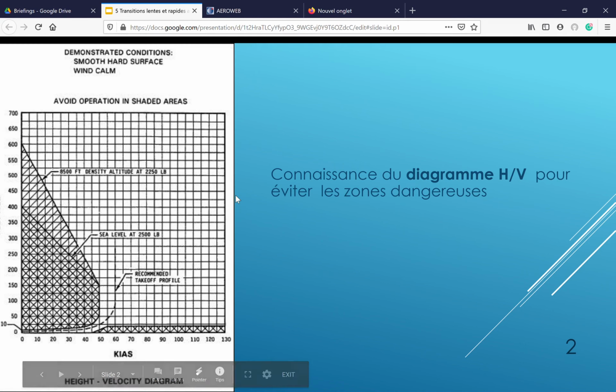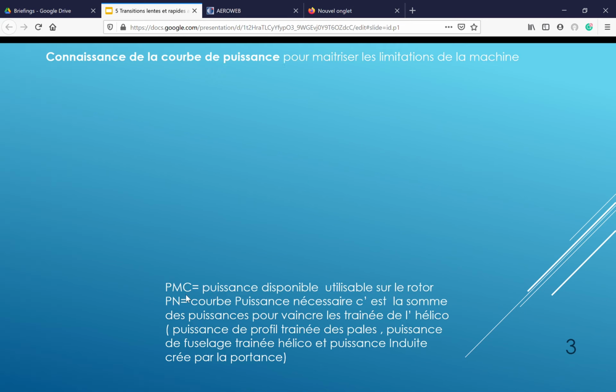This is our HV diagram, as you see. You won't find yourself in this area or in this area, okay? You always were over taxi. You try to avoid being at a certain speed and a certain height, which puts you in this kind of situation or this kind of situation, where, if you have an engine failure, you won't be able to safely land. So you really want to avoid these kinds of areas.